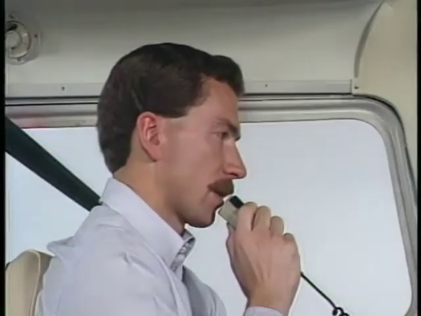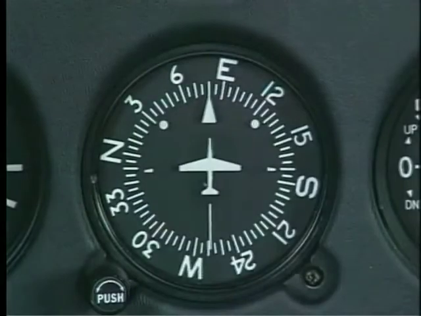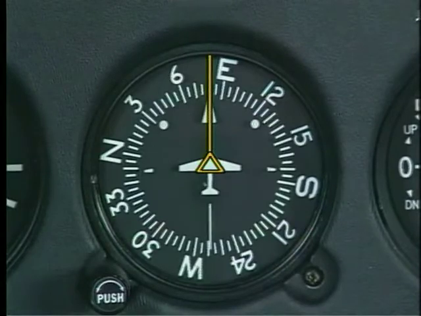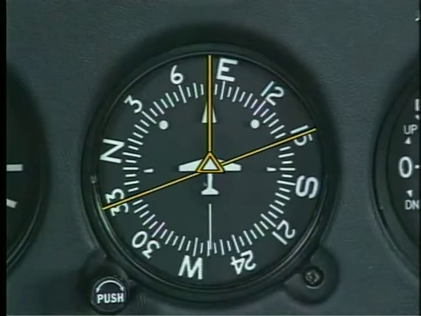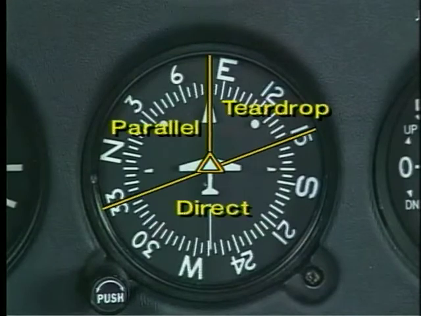When you're cleared into a holding pattern, the easiest method of determining the proper entry is to use your heading indicator and mentally visualize in which sector the inbound holding course falls. To do this, assume the holding fix is in the middle of the heading indicator. Then mentally extend a line from the fix to the top of the instrument, and another line from 70 degrees right to 110 degrees left. These lines now form the teardrop, direct and parallel sectors. In this way, you can quickly visualize the type of entry you should use.